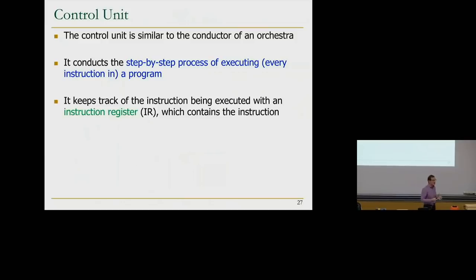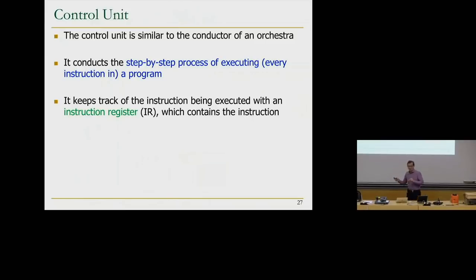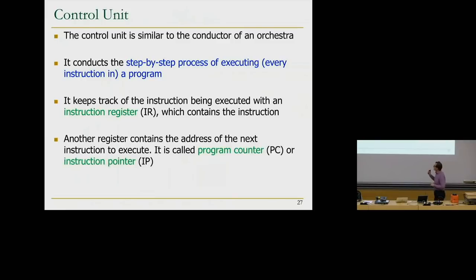To be able to do this, it needs to keep track of the instruction that's being executed currently, and we're going to call the location that stores that the instruction register. So we're going to bring the instruction into that location, and the instruction will be there, and we're going to specify what the instruction is in a little bit. And you need another register that tells you the address of the instruction that you're executing currently, or where you should get the instruction from. This is called a program counter or instruction pointer. This is basically the address of the instruction. It points to the memory location that contains the instruction.